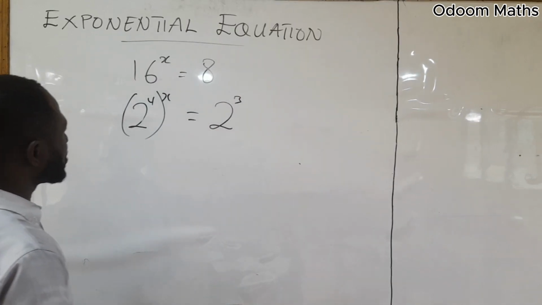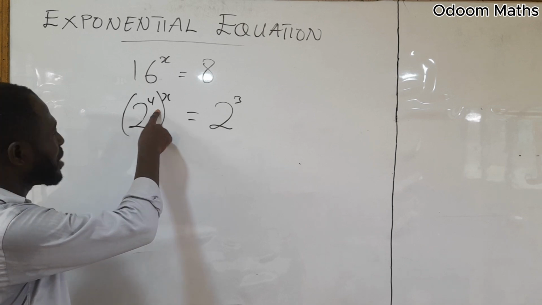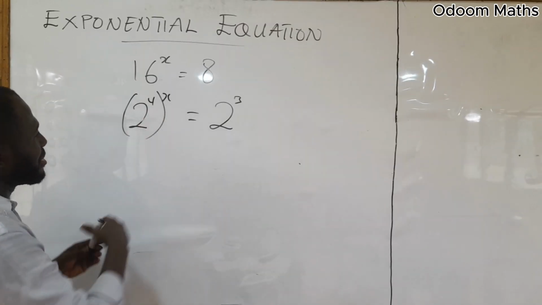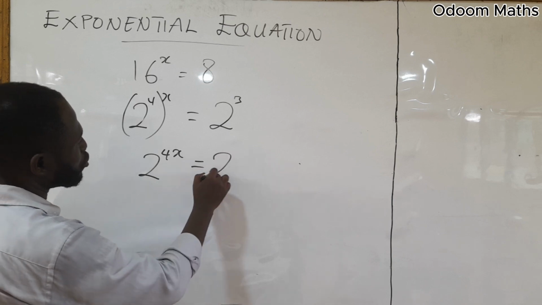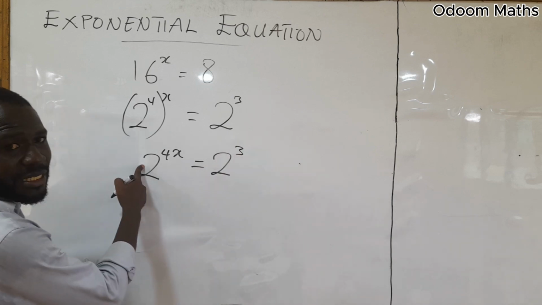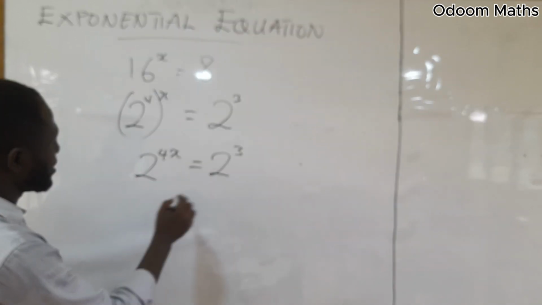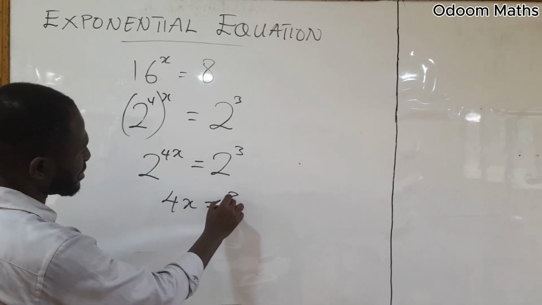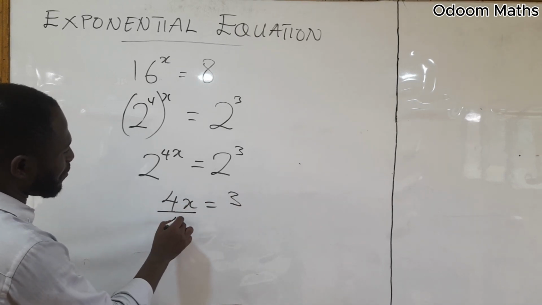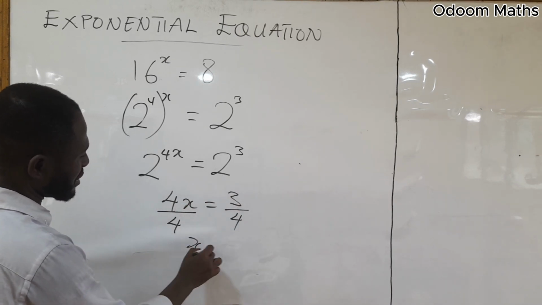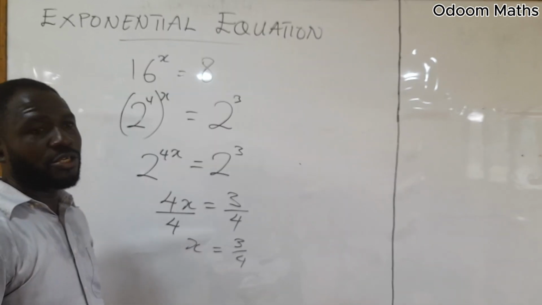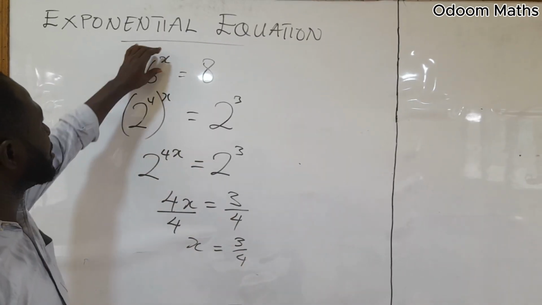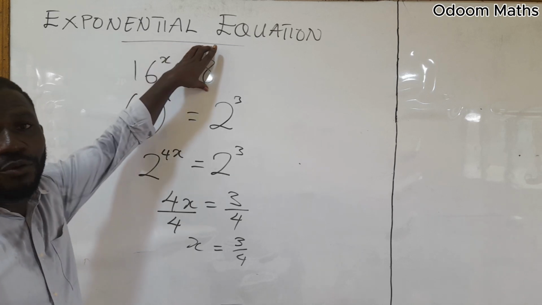The third law says that when this is happening, we multiply powers. So that is 2 to the power 4x equals 2 to the power 3. Now the bases are the same, so we just equate powers. 4x becomes 3. Then we divide both sides by 4, and x becomes 3 over 4. You can substitute this back to see whether it gives you 8.